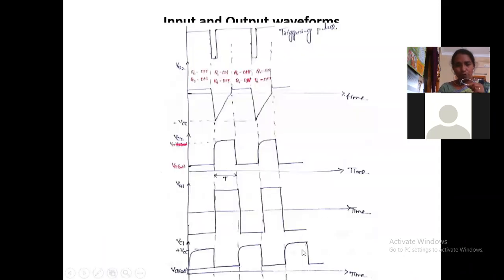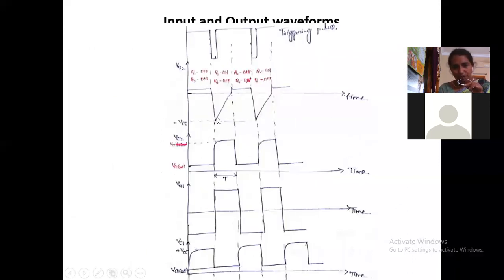So these are the output waveforms of the monostable multivibrator. In the first condition, see here, Q1 is off and Q2 is on. This is the output VB2, the output voltage. VB2 means the second transistor's base voltage. At the second transistor's base terminal, we are connecting the capacitor. So the capacitor will be charged to minus VCC, and again it charges from minus VCC to 0.7 volts.